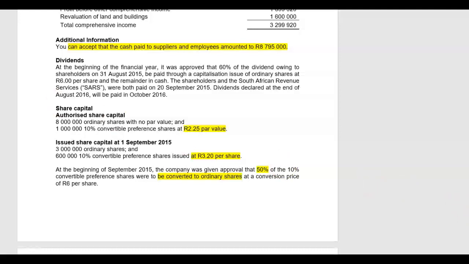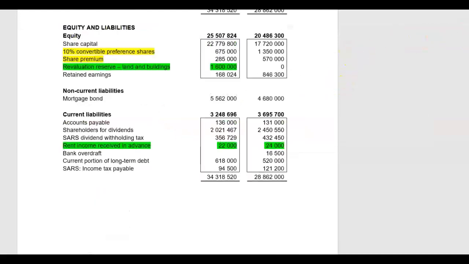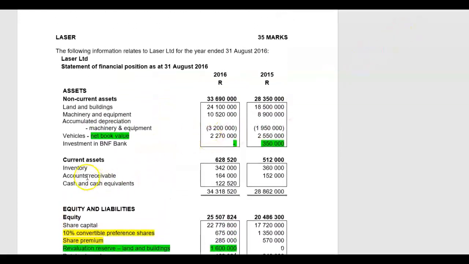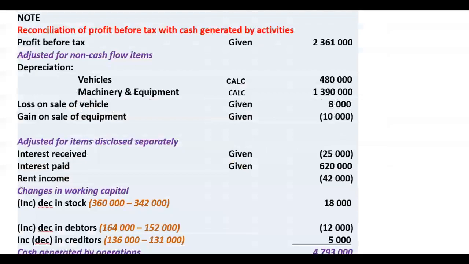Okay, now let's start our cash flow statement with cash received from customers. We have a revenue figure, and here it is all about total sales for the year, 13,600. That's the one that you're going to use. And then you're going to adjust against that the movement in trade debtors for the year. And here they have accounts receivable. There's nothing funny about trade debtors. So I can just take that increase of 12,000 Rand to account for our cash received from customers.